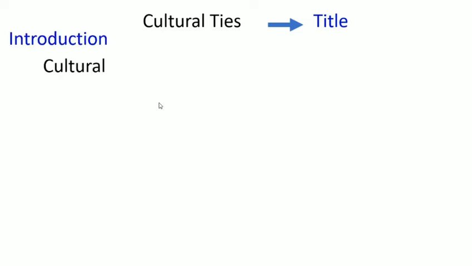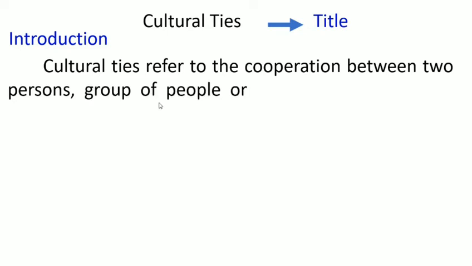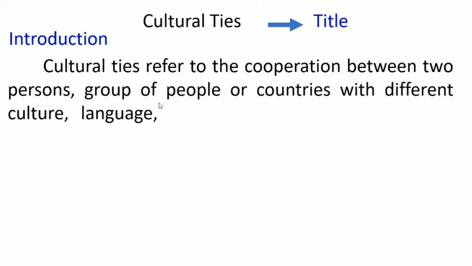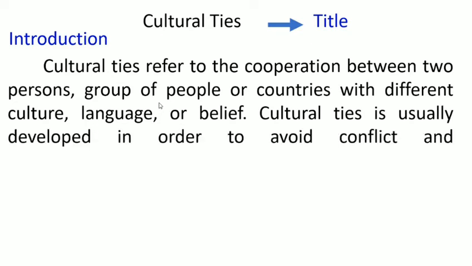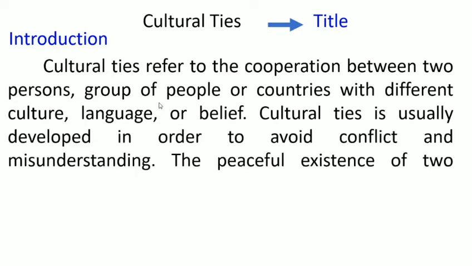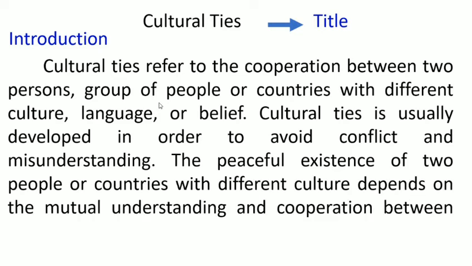Here is the introduction. Cultural ties refer to the cooperation between two persons, group of people, or countries with different culture, language, or belief. Cultural ties is usually developed in order to avoid conflict and misunderstanding. The peaceful existence of two people or countries with different culture depends on the mutual understanding and cooperation between them.